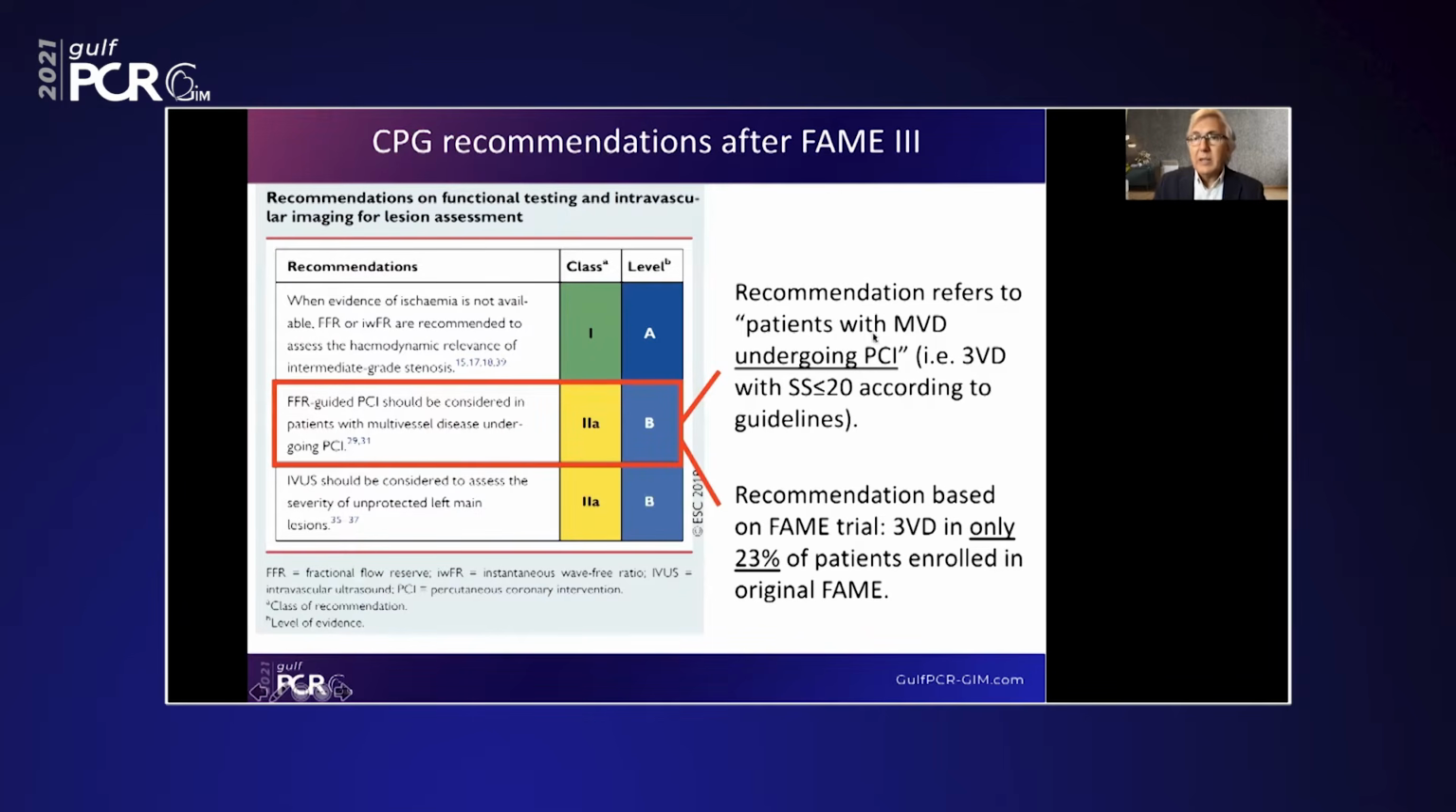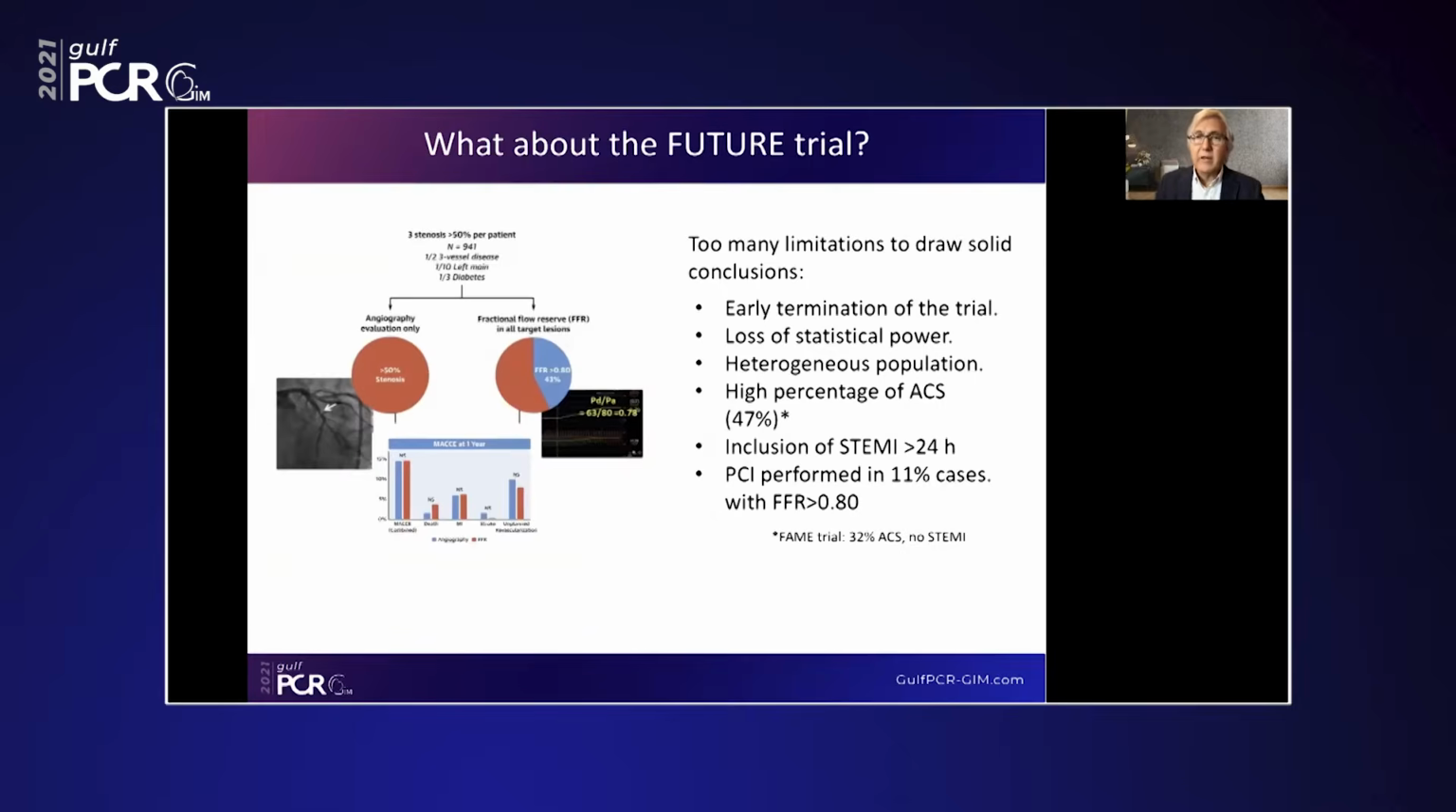Remember that the guidelines say that specifically the recommendation refers to patients with multivessel disease undergoing PCI. That means that they were already selected based, for example, on the recommendations on the use of SYNTAX score for patients with multivessel PCI. Remember also that the populations of the FAME trial and the FAME3 trial were entirely different. In the FAME trial, only 23% of patients had triple vessel disease, while this was, of course, 100% in the FAME3 trial.